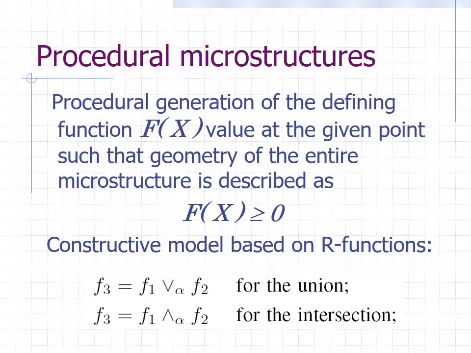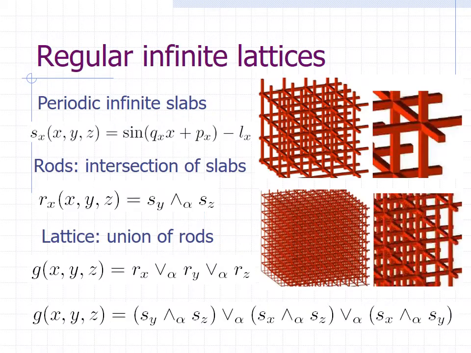The constructive model is based on R-functions, union and intersection. A sequence of mathematical expressions for modeling a regular infinite lattice is presented on this slide. First of all, periodic infinite slabs can be modeled by a periodic sine function. Then we get the rods at the intersection of the slabs. And finally, the grid is obtained in the form of a union of rods.